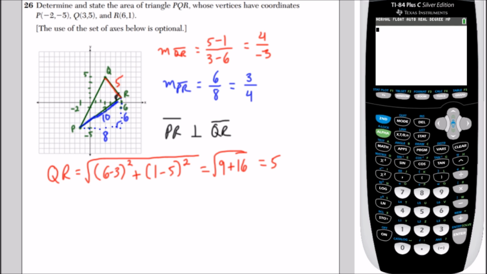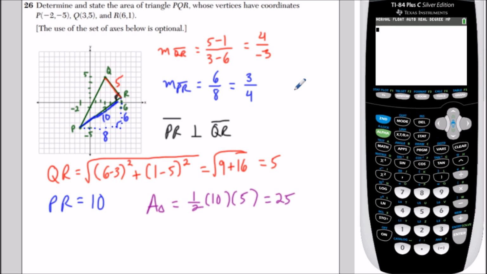And we said before from our diagram that PR is equal to 10. So if I want to find the area of the triangle PQR, I'm doing 1/2 base times height, and the base is 10 along PR, and then the height is 5. So if I work this out, it's going to be 25 units, and that's my answer here.